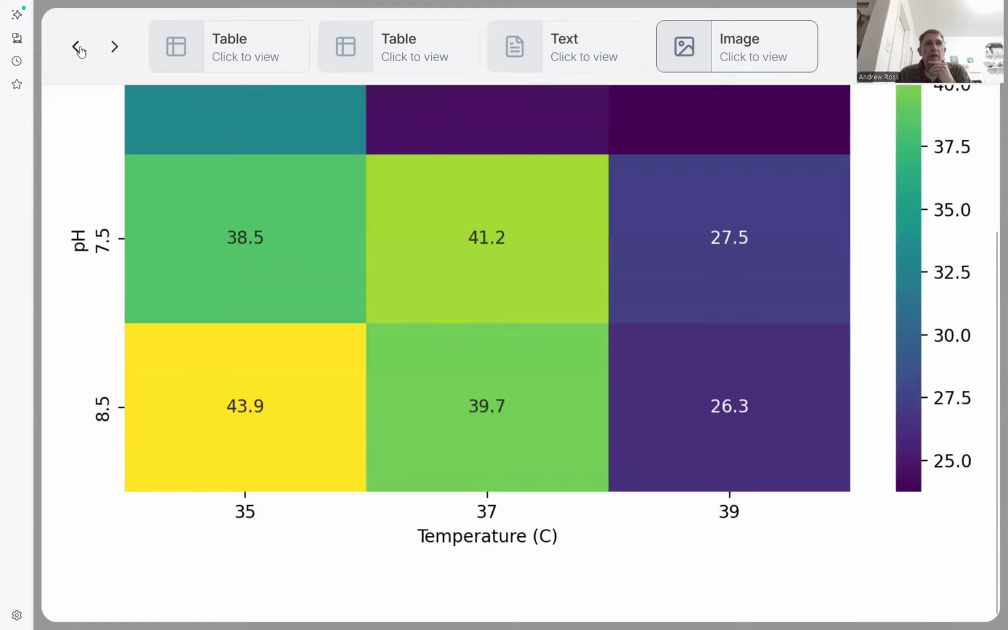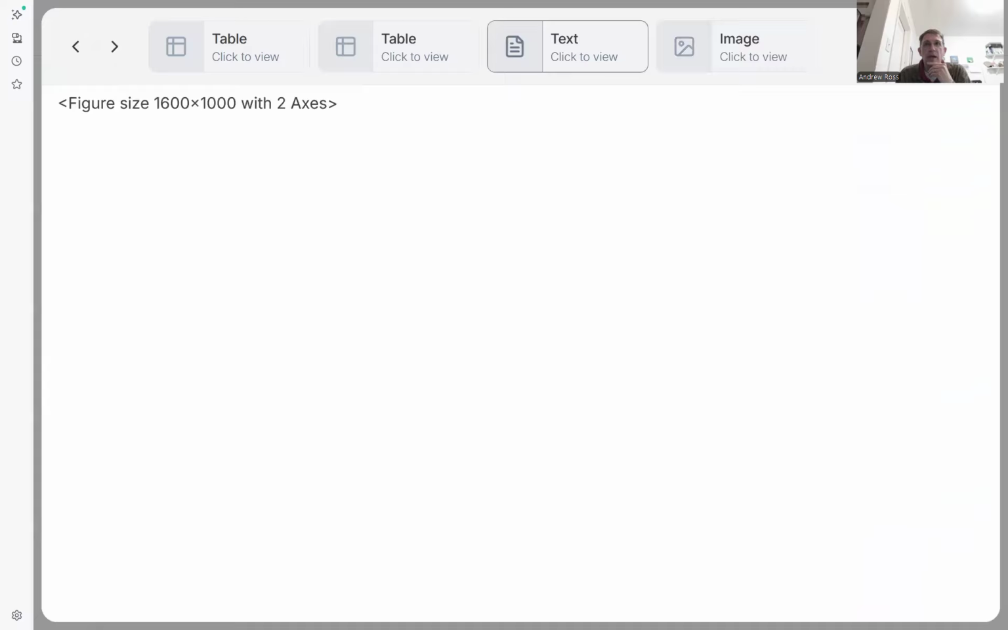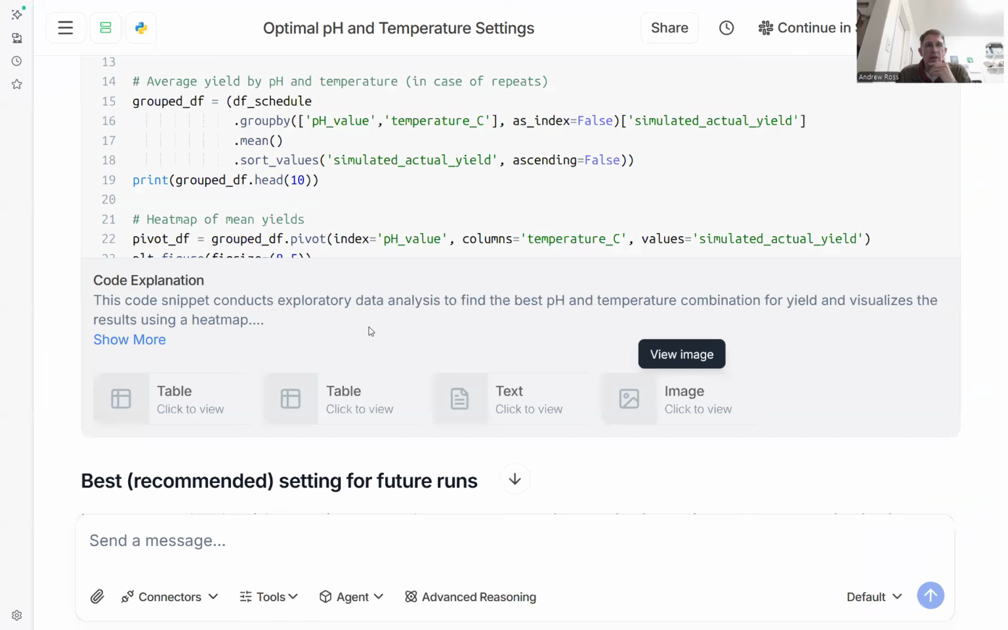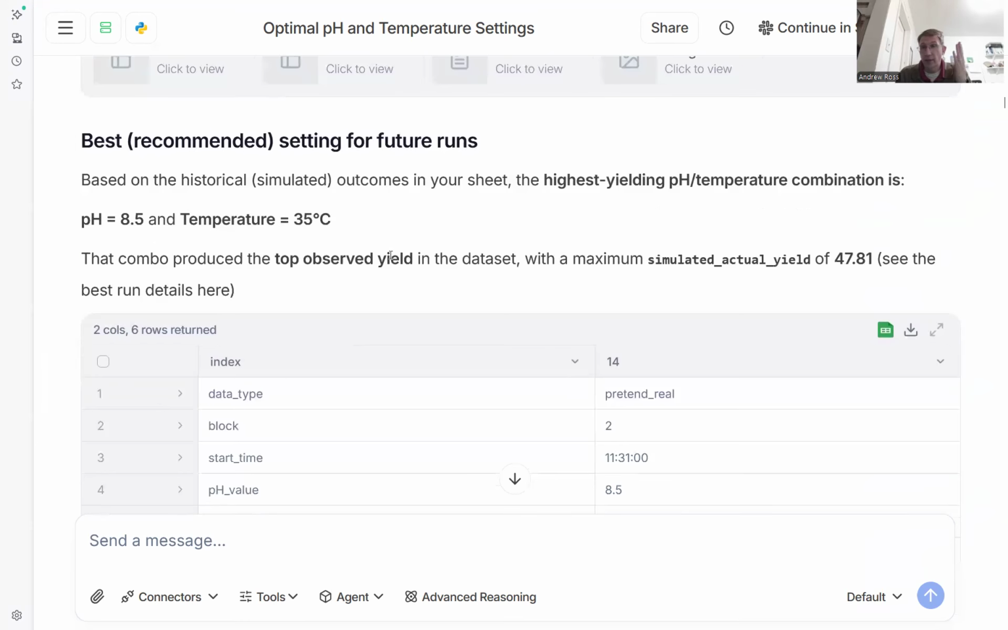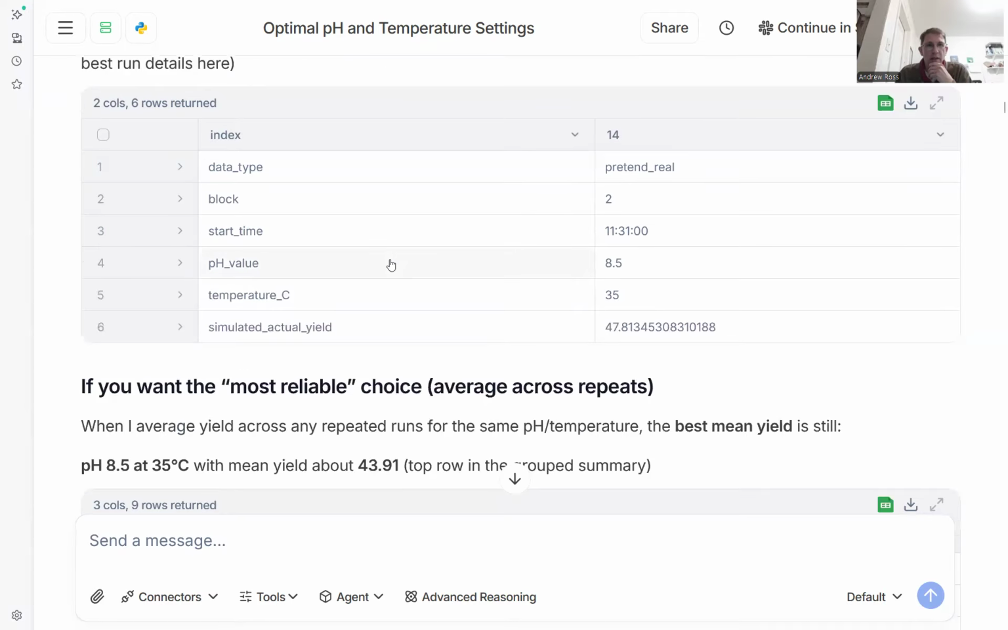So then let's go back to the code. It gives us a summary there. It says that's the top observed yield in the data set, but that doesn't mean that that's the actual best thing to run it at because there was probably some randomness in the data. Maybe if we ran the whole thing again, we would have gotten a different answer. Or maybe we didn't even try the best possible combination. Maybe we should have tried a warmer temperature or a colder temperature or a higher pH or a lower pH. Maybe this data can tell us something about that.